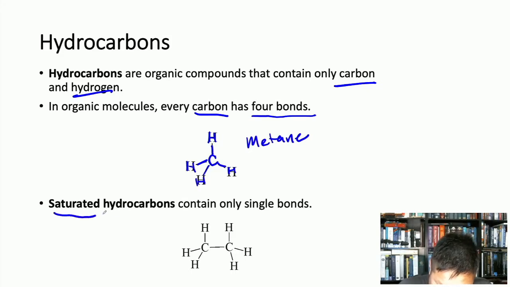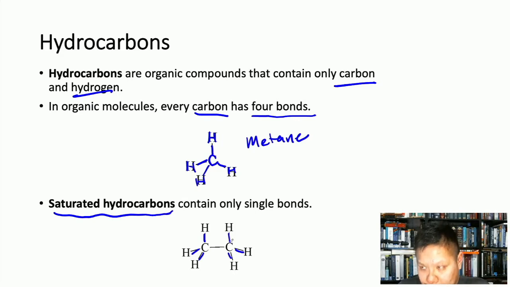Then what is a saturated hydrocarbon? A saturated hydrocarbon is one in which all the bonds are single to the hydrogens where available, right? Doesn't count this one in the middle that connects the 2 carbons together, right? So this is a molecule called ethane, and it's a saturated hydrocarbon, right?